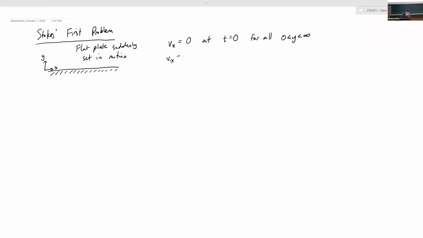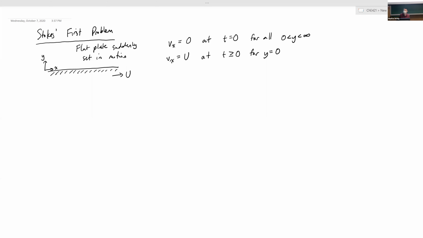Okay. And then we have from a no slip boundary condition that the velocity of the plate is suddenly pulled to the right at a speed of u for all t greater than 0. Okay?